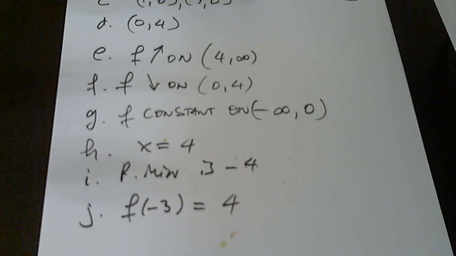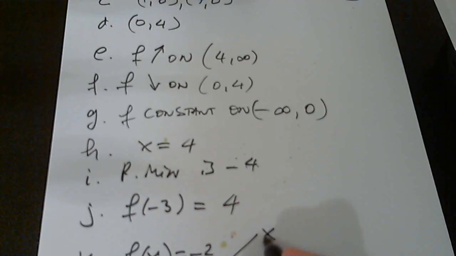The values of x for which f of x is -2. F of x is -2. Remember, this is y equals -2. I draw, or I imagine I draw, a horizontal line at -2. It crosses the graph. I have to read the x values in this case. What are they? 2 and 6. 2 and 6 indeed.